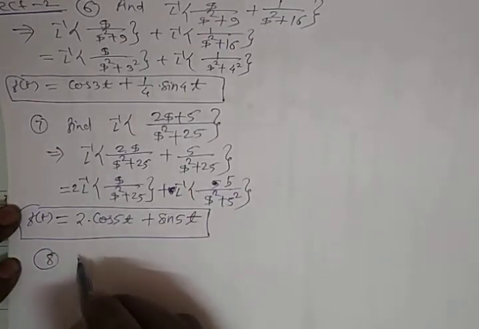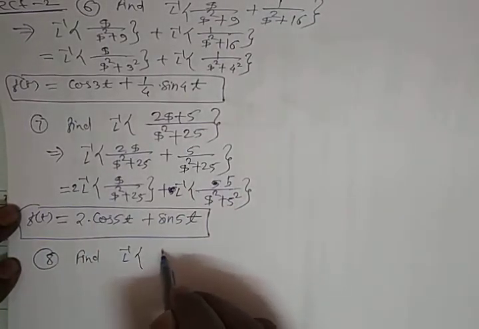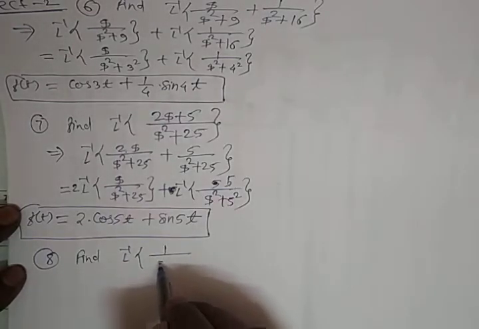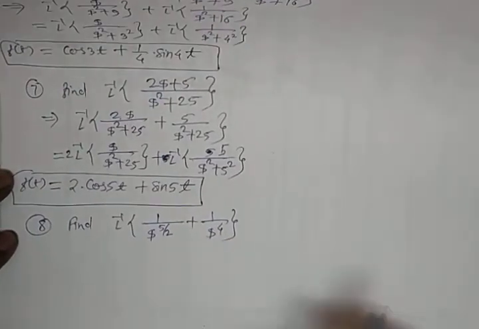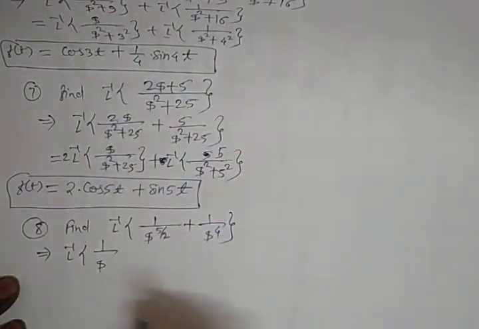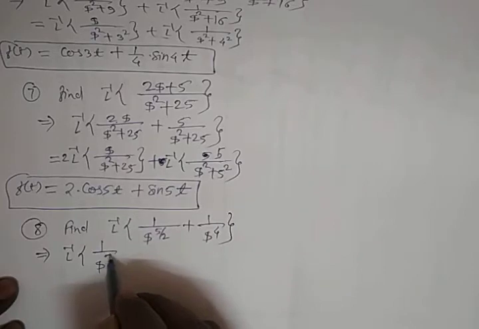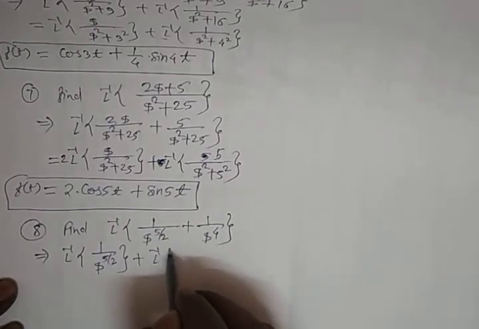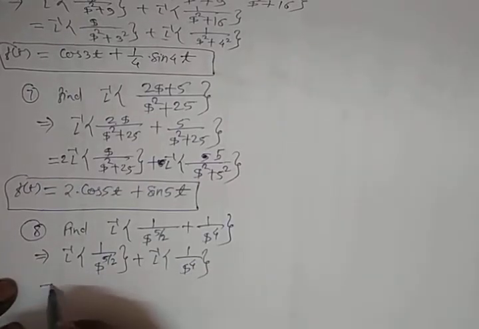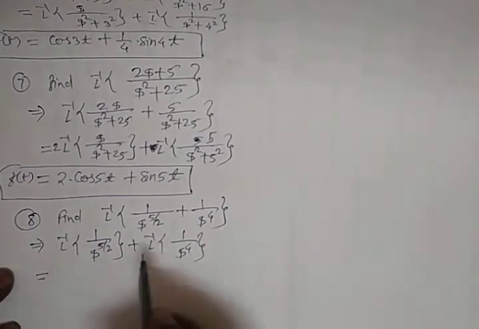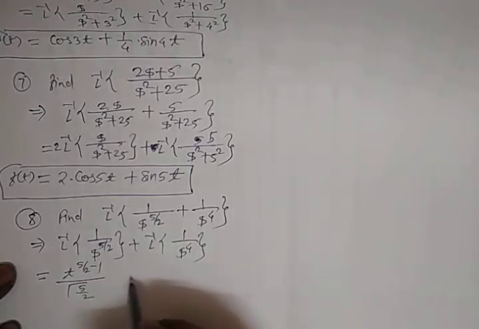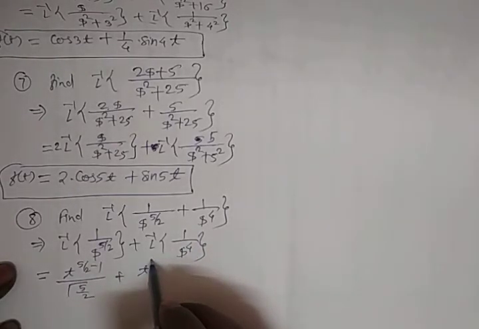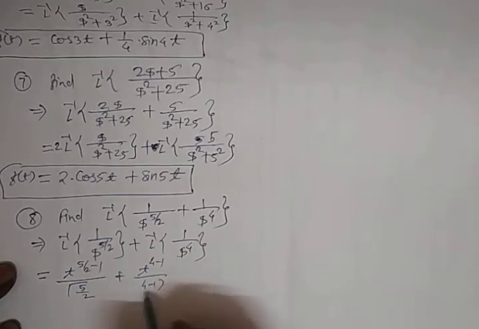So this is the inverse Laplace transform, right? Let us take another example, example number 8. Find Laplace inverse of 1 upon s raised to 5 by 2 plus 1 upon s raised to 4. How to simplify this? Laplace inverse of 1 upon s raised to 5 by 2 plus Laplace inverse of 1 upon s raised to 4, that is equal to, by using the formula, t raised to 5 by 2 minus 1 upon gamma 5 by 2 plus t raised to 4 minus 1 upon 4 minus 1 factorial.